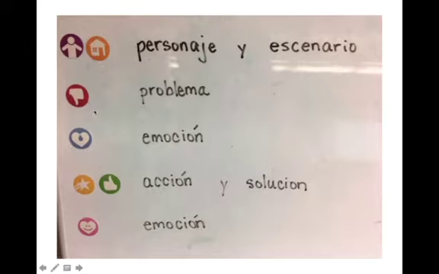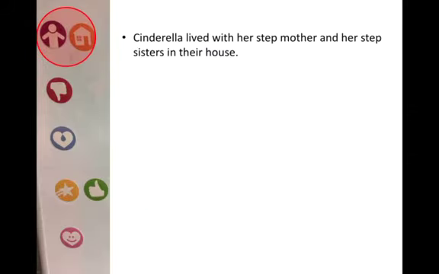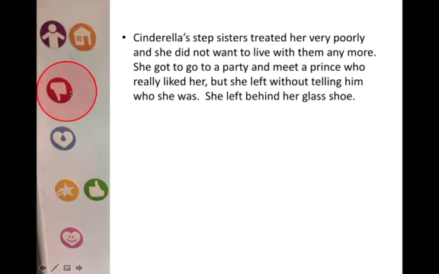So we could just take a story that everybody knows. I'm using the example of Cinderella. I think we all know that. It's a children's movie that most people remember. So if I'm retelling this, I'm talking about the character and the setting by saying Cinderella lived with her stepmother and her stepsisters in their house. Then I'm talking about the problem, and I'm saying something along the lines of Cinderella's stepsisters treated her very poorly and she did not want to live with them anymore.